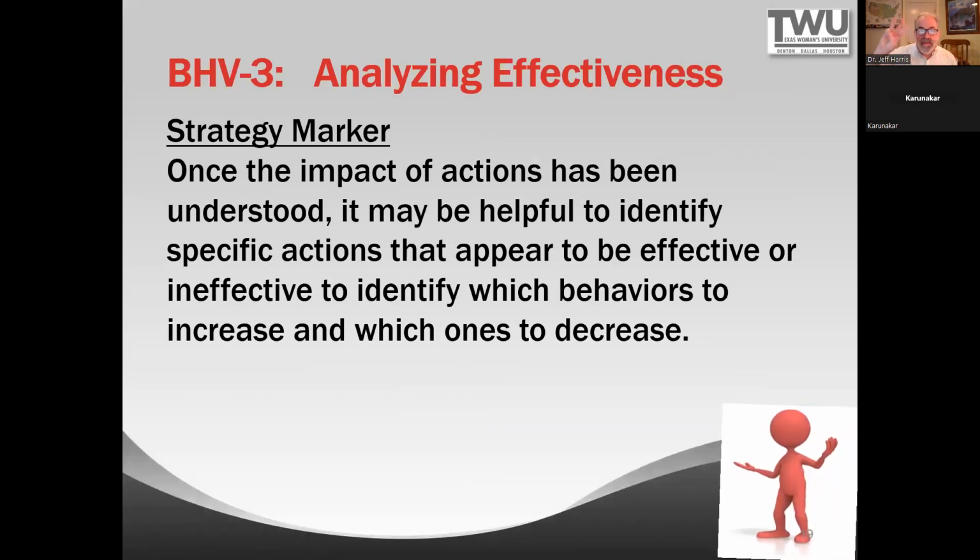So behavioral strategy 3 is analyzing effectiveness. And so the marker here is, once the impact of actions has been understood, it may be helpful to identify specific actions that appear to be effective or ineffective, to identify which behaviors to increase and which ones to decrease. So once we've looked at specific actions, we're starting to see which are functional, which are dysfunctional, which are effective, and which are ineffective.